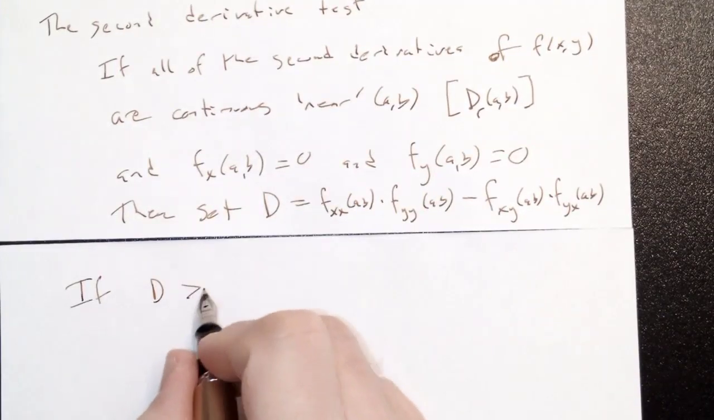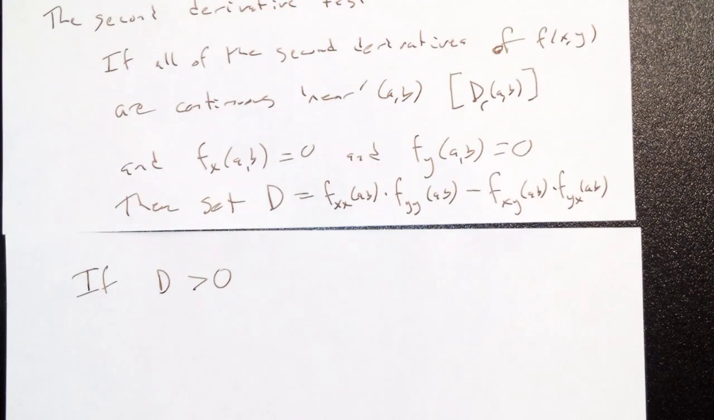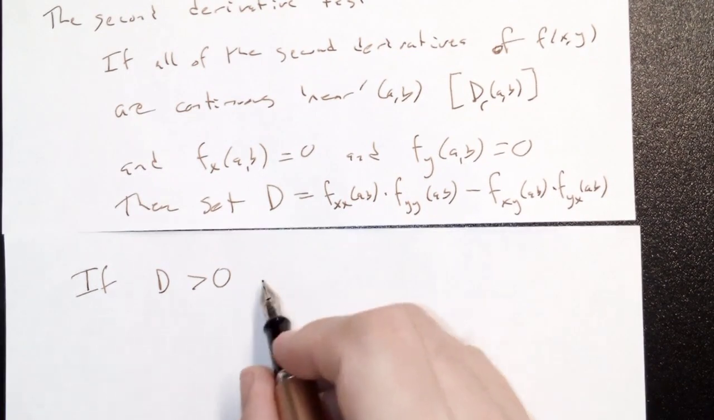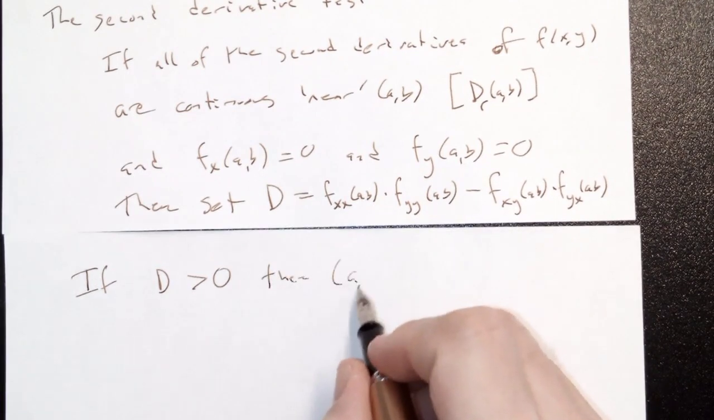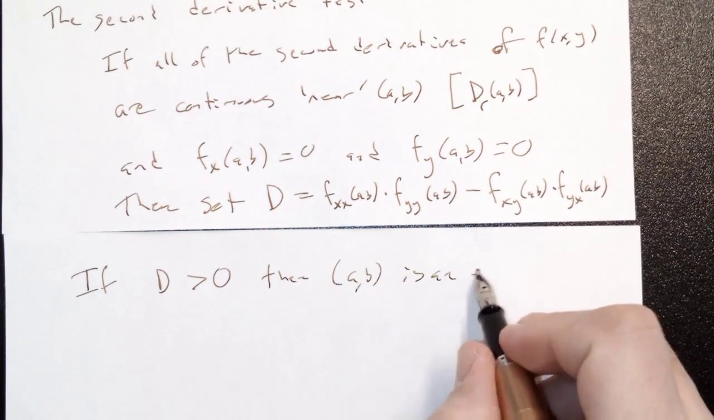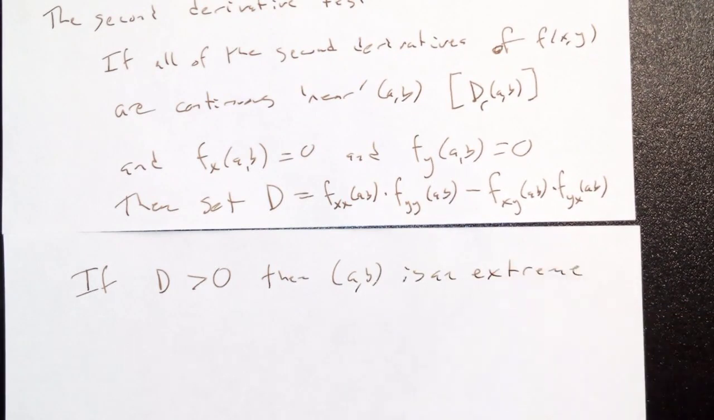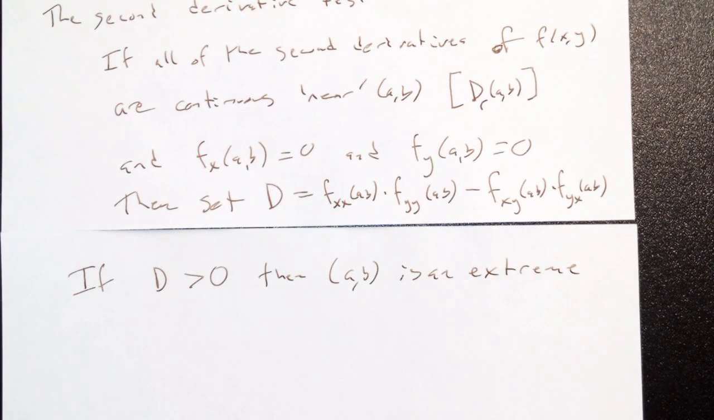If D is bigger than 0, AB is an extreme. That means it's either a maximum or a minimum. I don't know which one, but it's either a maximum or a minimum. So how would I figure out which one? I just need to know which way one of the parabolas is going. Is one of the parabolas going up or is one of the parabolas going down?